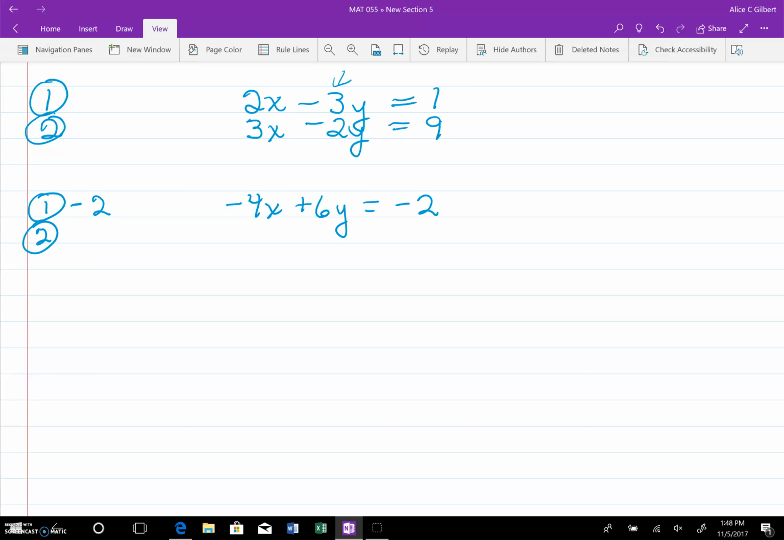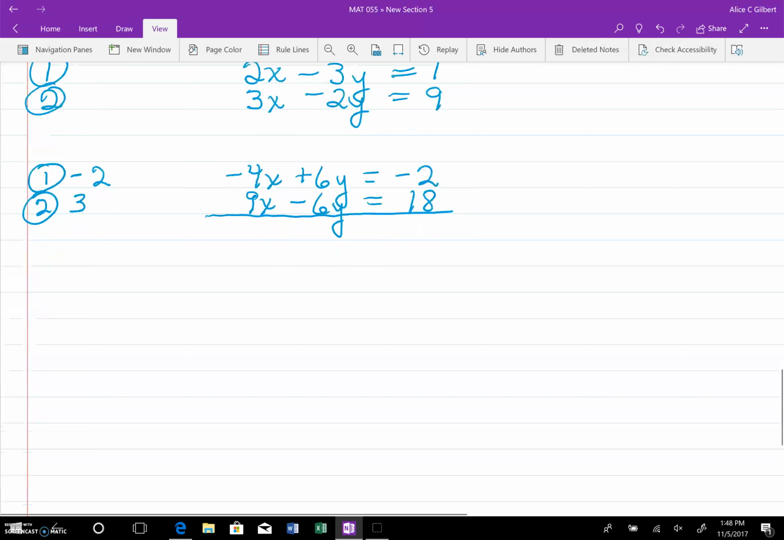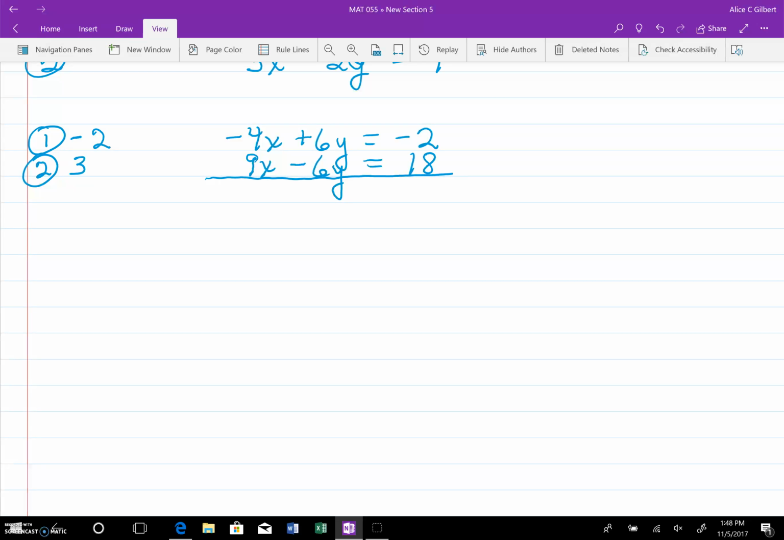Then what do I need to multiply with the 2? And here I'm not going to change its sign, because remember, in front of the y, my coefficients need to be the same and my signs need to be opposite. So what do I need to multiply with 2 to get 6? Well, I need to multiply with 3. So now 3 times 3 is 9x. And 3 times negative 2 is negative 6y. And 3 times 9 is 18. Put a line. Don't forget that line. It really does help. Now I'm going to add these up.